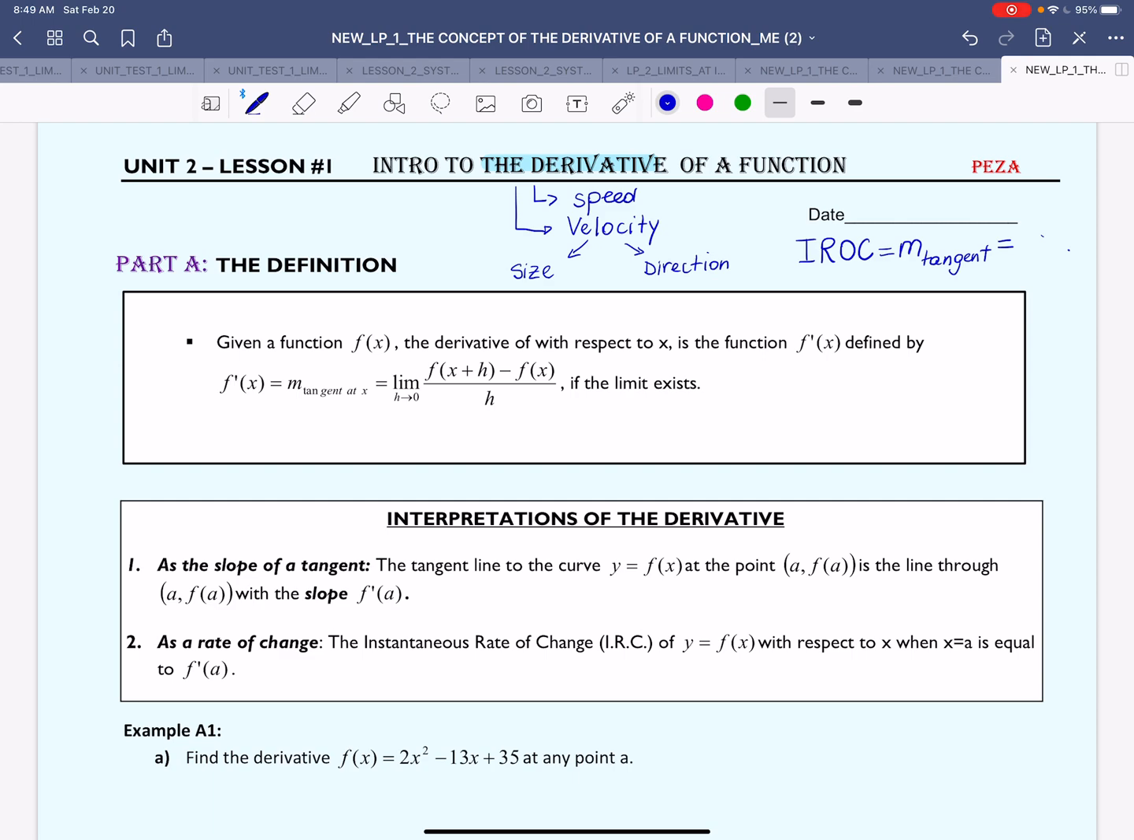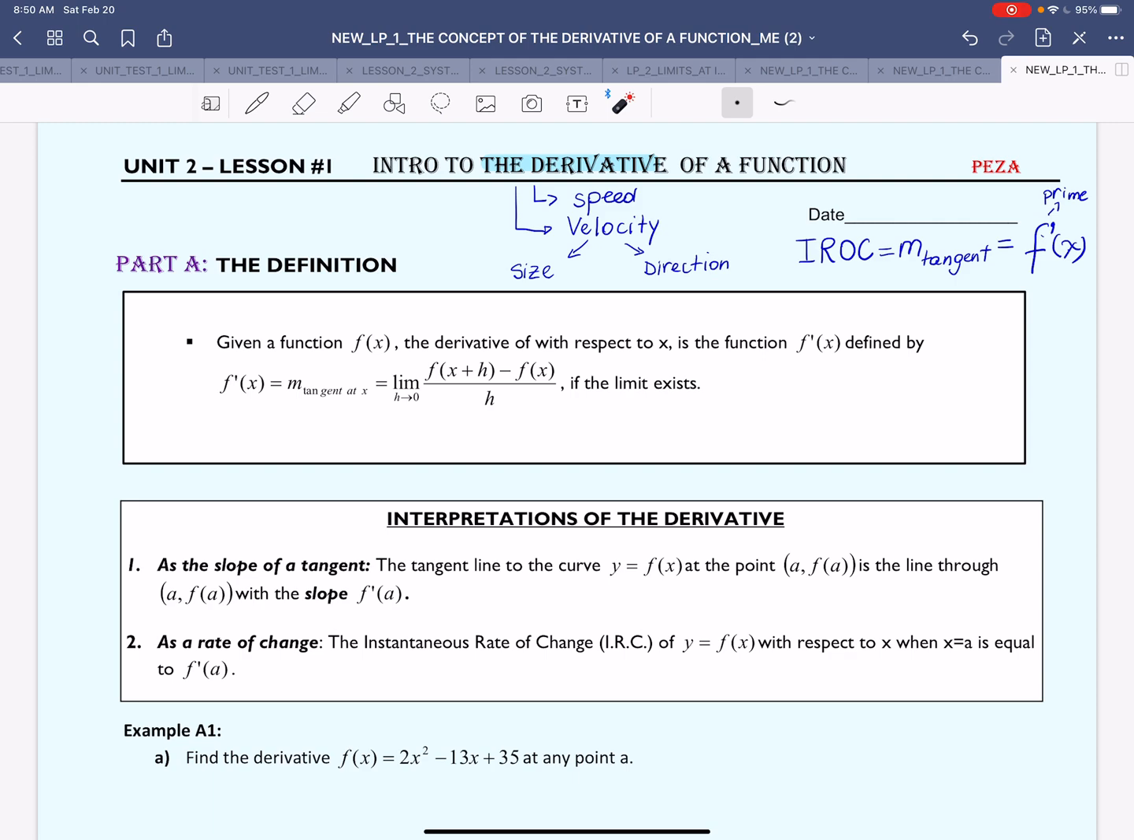And the derivative of a function is denoted by this symbol. So if we're given the function f of x, we add a small apostrophe here, and this is read as prime. So we say that the instantaneous rate of change of a function, which is measured by the slope of the tangent at a point, actually is the derivative of a function, or f prime x. So as you can see, the concept of the derivative is built on IROC, instantaneous rate of change, and slope of tangent.